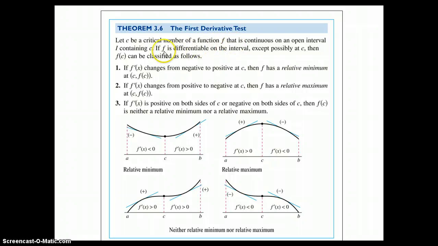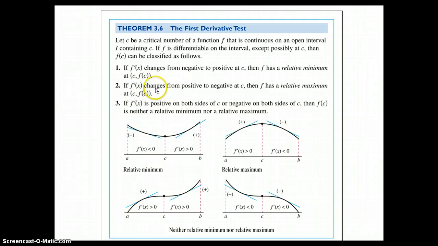And note here, it has to be differentiable on the interval except possibly at C, because remember we could have gotten that critical point when the function's derivative did not exist there, so that's possible too. So keep in mind that. So here are our options. If we have our derivative that changes from negative to positive at C, then we know we have a relative min. So here's that picture.